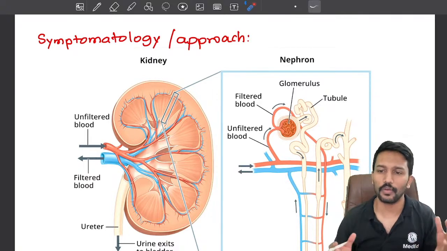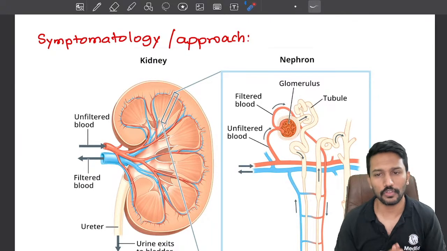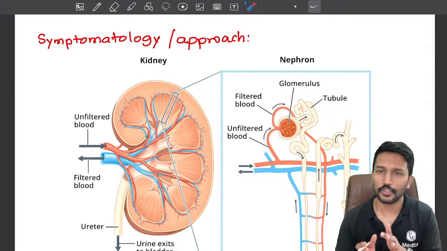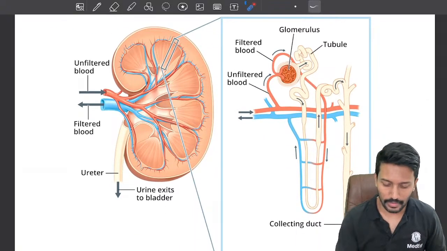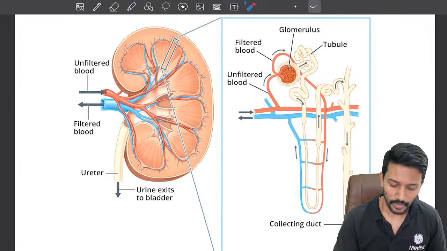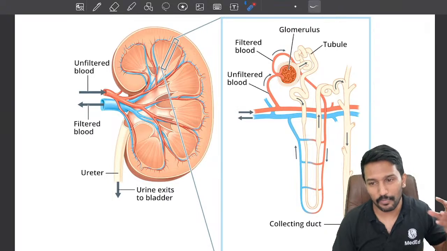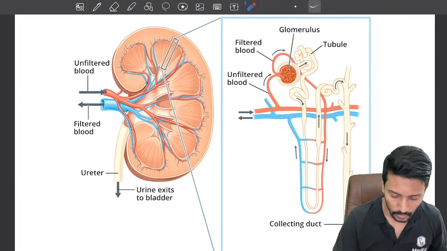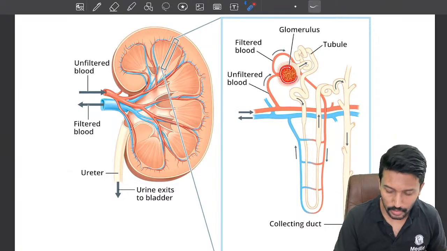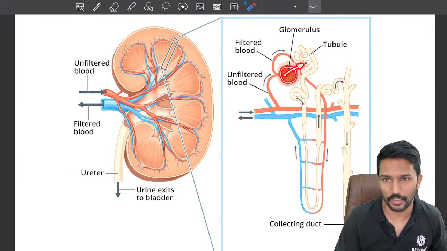Kidney is nothing but nephrons, not neurons, and the connective tissue that holds the nephrons together. Nephron also has parts, right? What are the parts of the nephron? It has a glomerulus. Glomerulus primarily has an afferent blood vessel and an efferent blood vessel. So blood comes into the glomerulus through the afferent blood vessel unfiltered, then passes through the glomerulus, and that leads to the glomerular filtration, right?